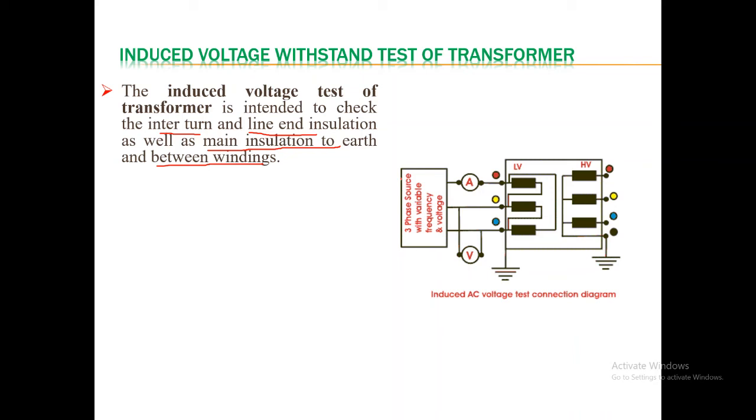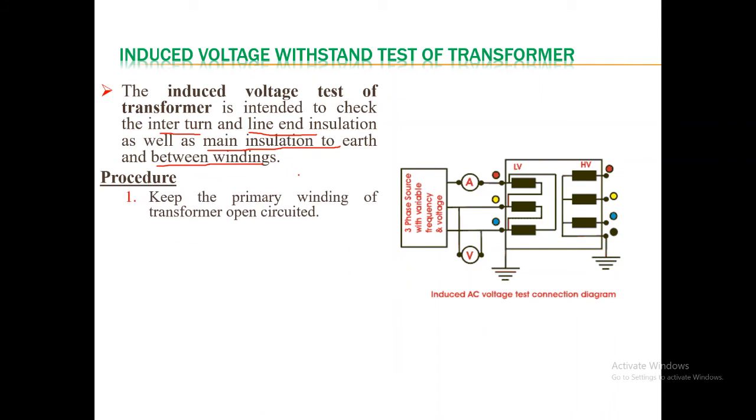By conducting the induced AC voltage test, one can check the interturn insulation, or the insulation between two turns of the same winding. The engineer can also check the line end insulation as well as the main insulation between the windings and winding to the earth. So let us see the process.